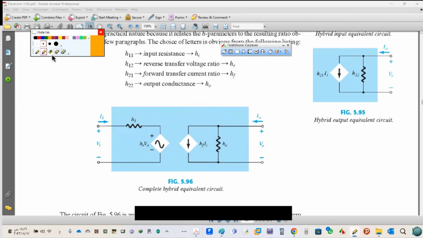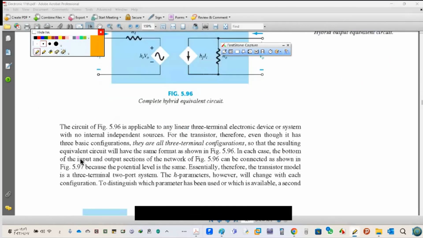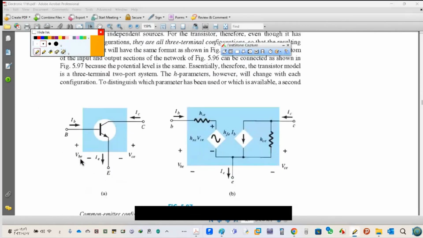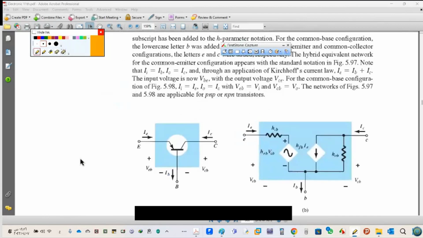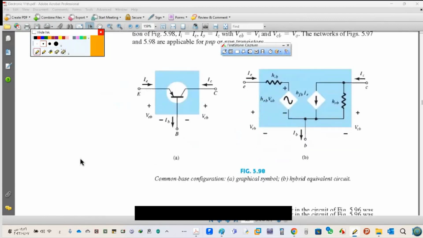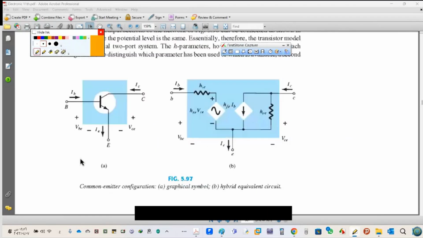How can we use this for a transistor now? How can we apply this for a transistor? Okay, I will show you for common emitter and for common base. Just wait for 1 minute. I will return back to you.